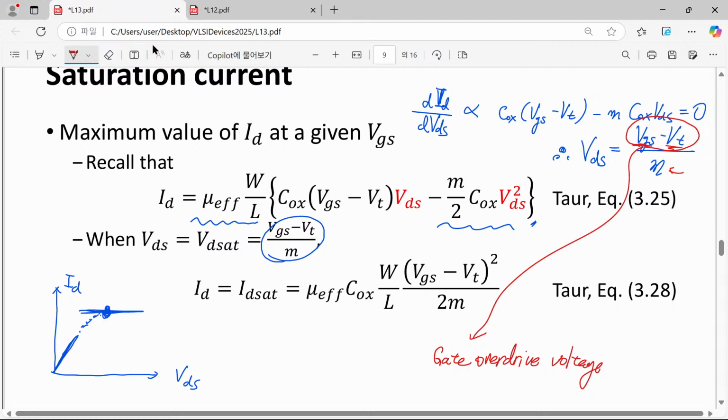And beyond that, if we just follow this ID expression, then of course we will have a symmetric behavior and we will have a reduction of current. But obviously this is not physical, because although we are applying even higher drain voltage, the current is reduced. This doesn't happen in our conventional MOS transistor. Why do we have this contradiction?